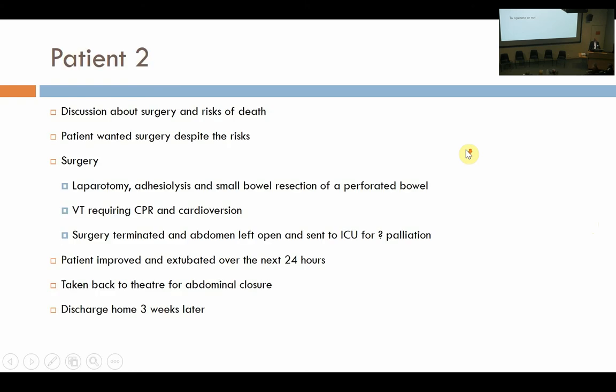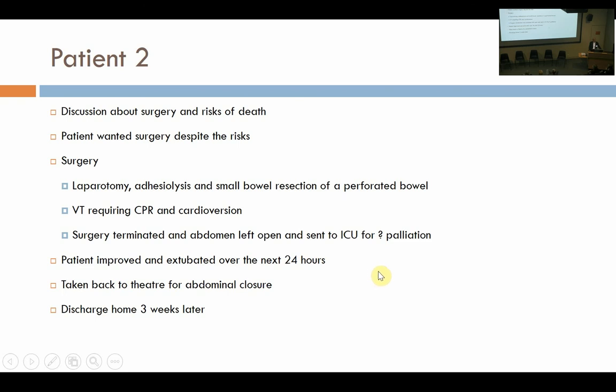A lot of no's. Again, we discussed this with the patient, and she said, "No, I want surgery. I know the risks, and I want to go ahead with it." So she had a laparotomy, and while having the laparotomy, she had a VT requiring CPR and cardioversion. The surgery was terminated, the abdomen was left open, and she was sent to ICU for palliation.